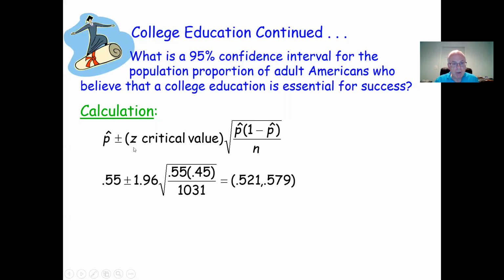The z critical value, if you remember, for a 95% confidence interval is 1.96. How did we get that number? We used inverse normal. We drew a little bit of a curve, right? We drew a curve.